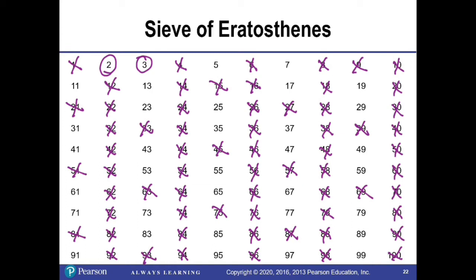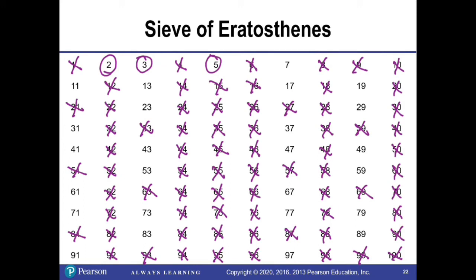Plus 3 is 90, it's already marked off. Plus 3 is 93, mark it off. Plus 3 is 96, it's marked off. Plus 3 is 99. Then we look at the multiples of 5. Now our multiples of 5 end in 5 or zeros. All the multiples of 5 that end in zeros are already crossed out. I'm going to mark off the other multiples of 5, and they're all in the column below 5.